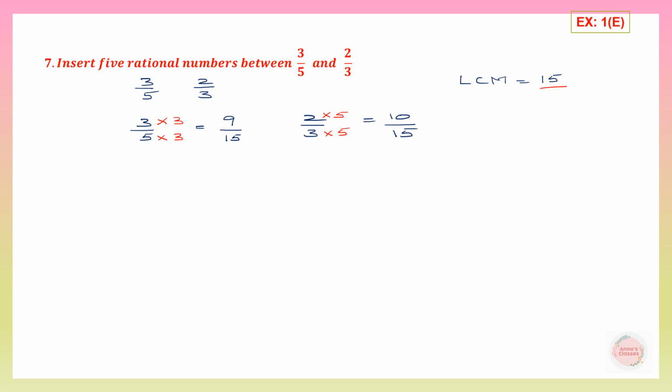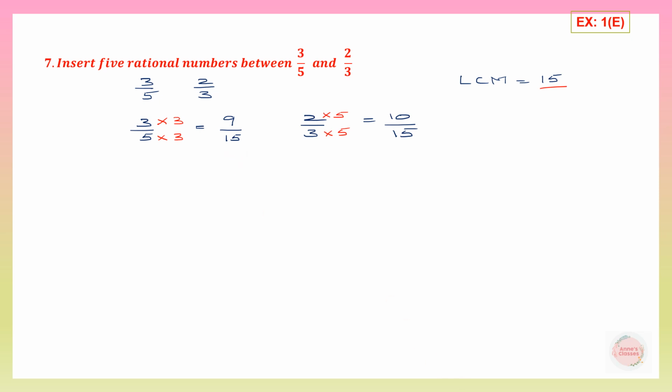Now why did we do that? Because here the denominators are different. Now we have changed them to rational numbers with the same denominator. So that is the first thing you need to do. When the denominators are different, find the LCM and change the rational numbers in such a way that the denominators become the same. Now we have 9 by 15 and 10 by 15. Since we have to find 5 rational numbers, we are going to multiply 9 by 15 and 10 by 15 by 6. If you have to find 5 rational numbers, you multiply by 6. If you have to find 6 rational numbers, you multiply by 7. So that's how we're going to do it.